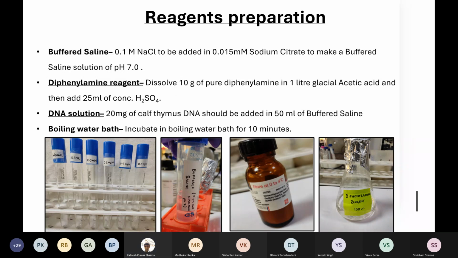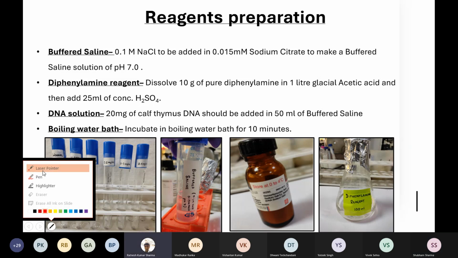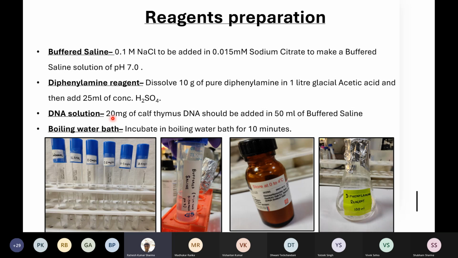Yes, sir. So what I was asking is, if we add 20 mg of calf thymus DNA in 50 ml of buffered saline, what is the concentration expected? Can you say in which unit we have to tell? In mg per ml, it is 0.4 mg per ml. Okay, so 0.4 mg per ml would be our stock concentration, and we have to use this stock.